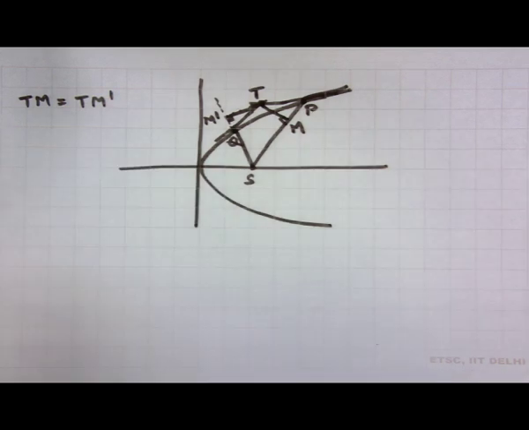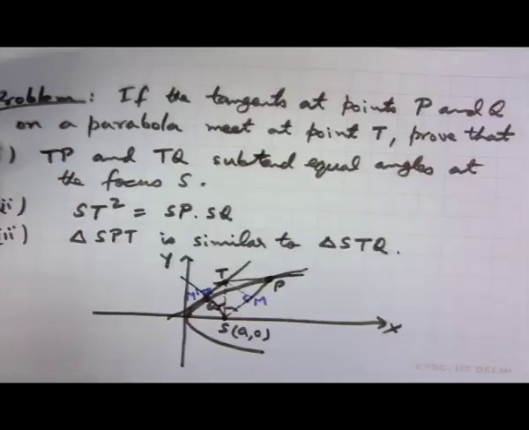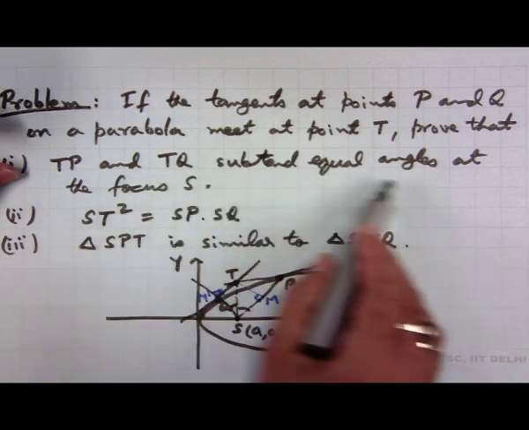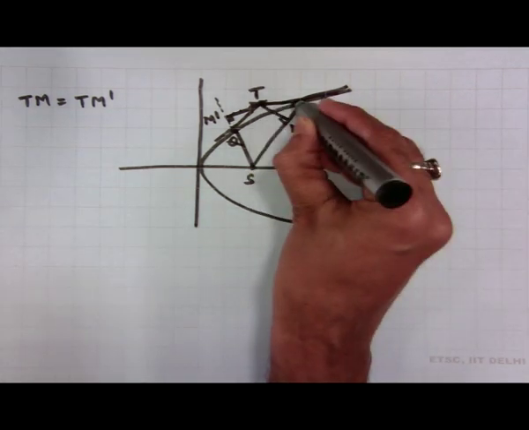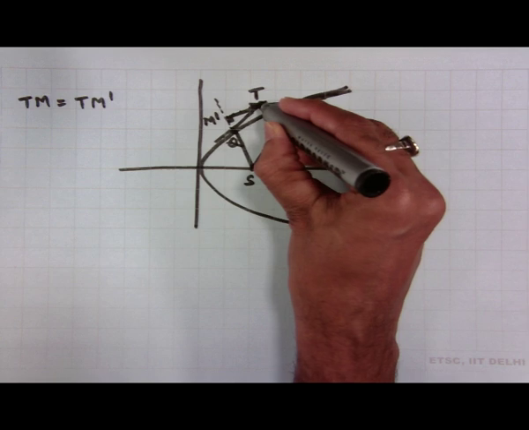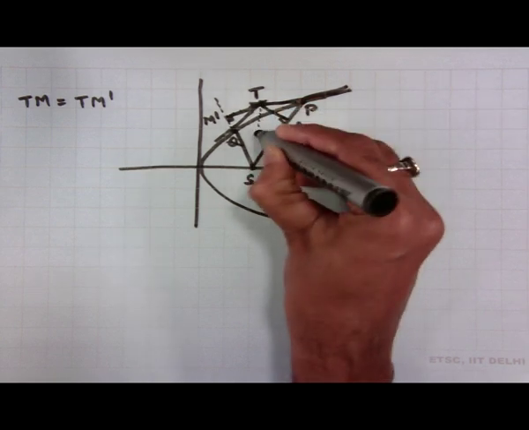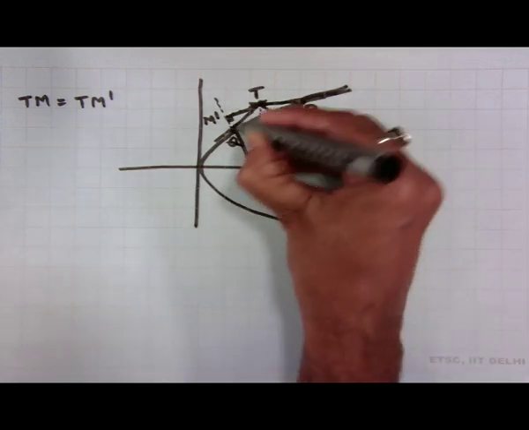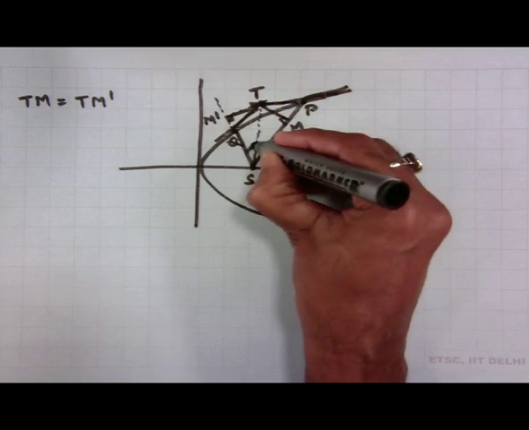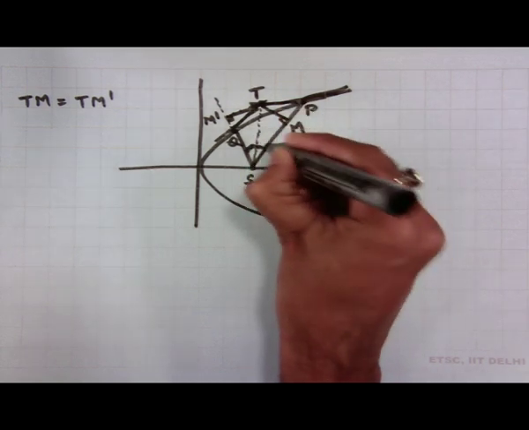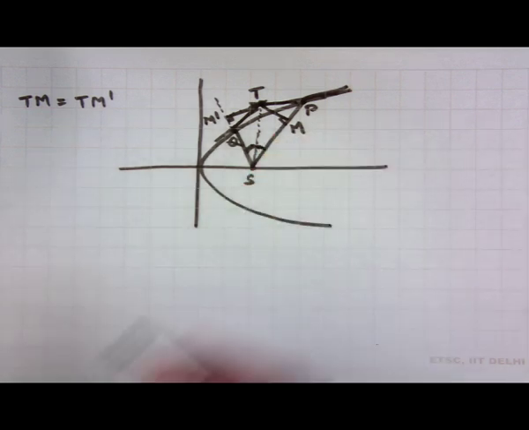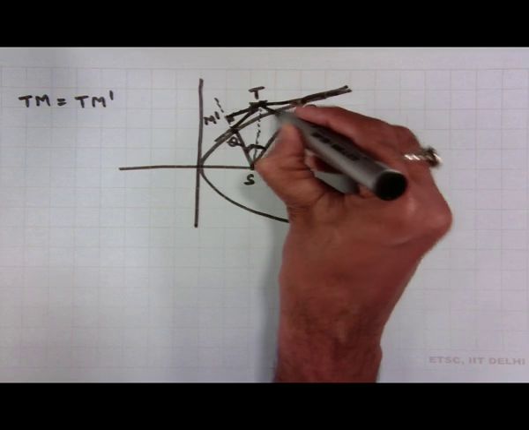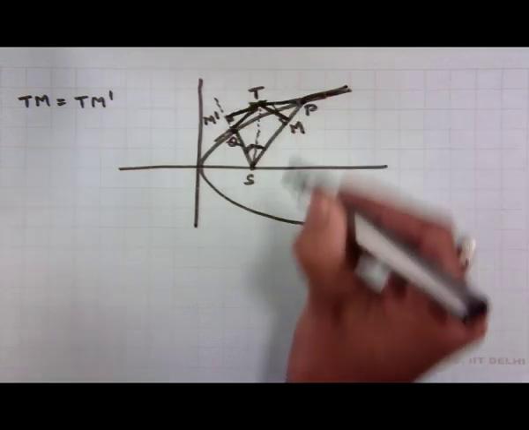What we had to prove, the first part, was that TP and TQ subtend equal angles at the focus S. That means that TP subtends this angle at the focus, and TQ subtends this angle. We have to prove that these two angles are the same. Right. What we have, TM and TM dash are equal.